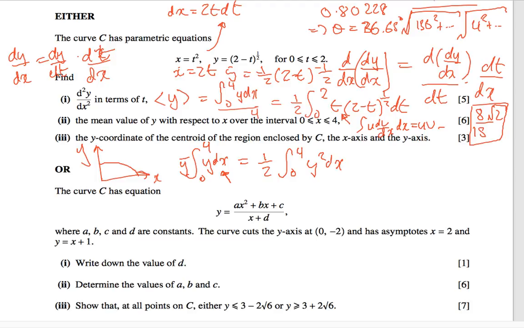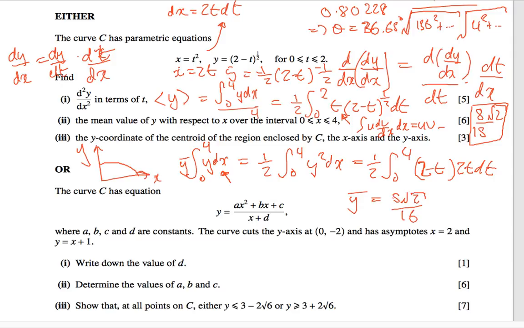So we just need to do this integral, but then that is just a half times the integral from 0 to 4 of y squared, which is 2 minus t, and then dx is 2t dt, isn't it? So once we divide by the other integral, we should get the centroid equaling 5 square root 2 over 16.